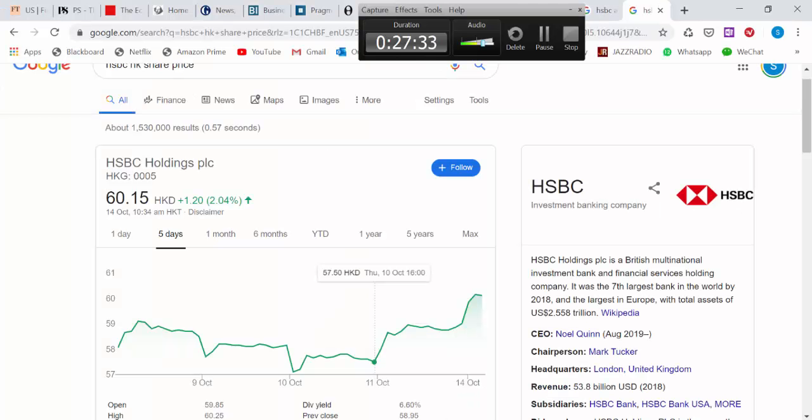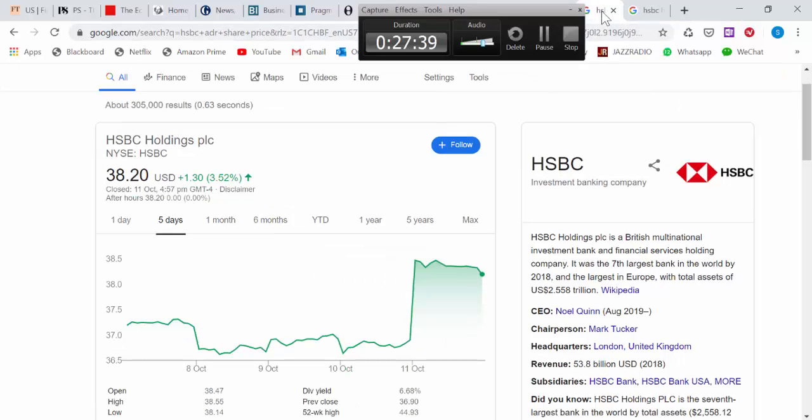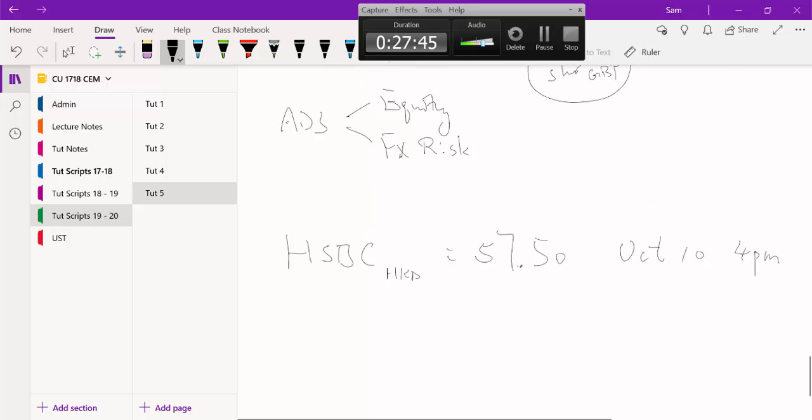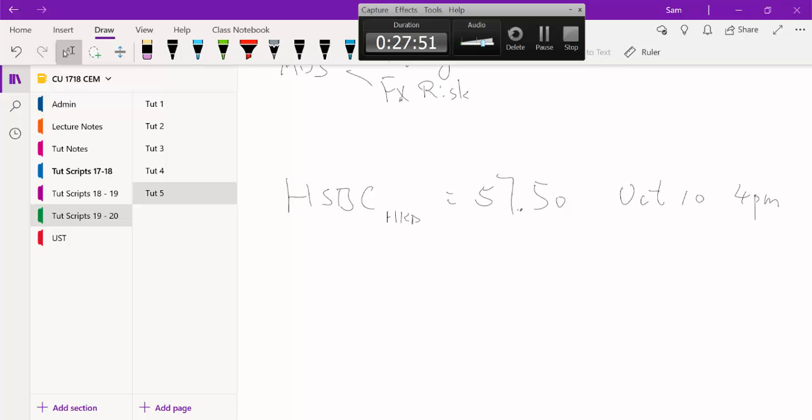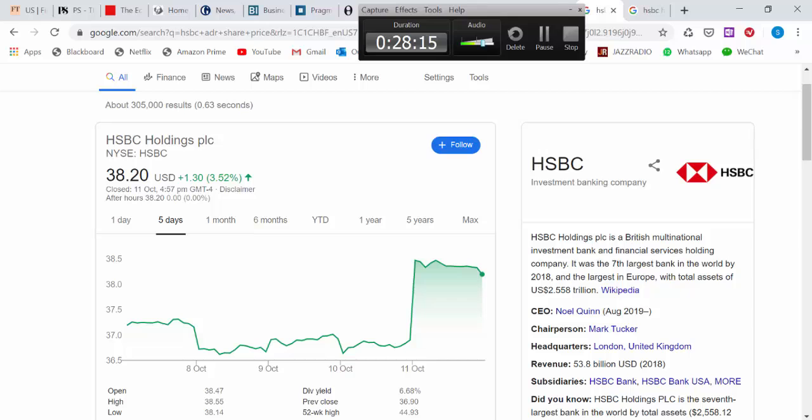Now, what I'm now going to look at is the other screen that I showed you, which is the ADR for HSBC. So like the example I showed you on Selfridges, things haven't really changed in 100 years. So what JP Morgan does, and it doesn't have to be just JP Morgan, it can be Morgan Stanley or Goldman Sachs, all these people are involved. So HSBC in US dollars, the ADS.